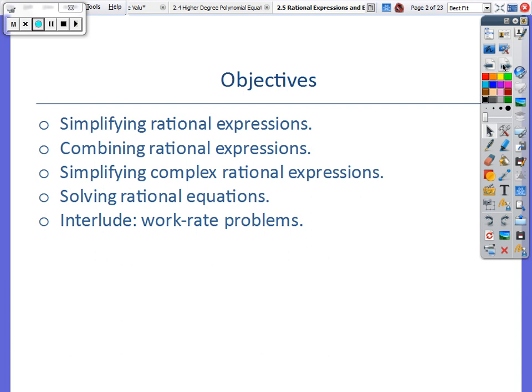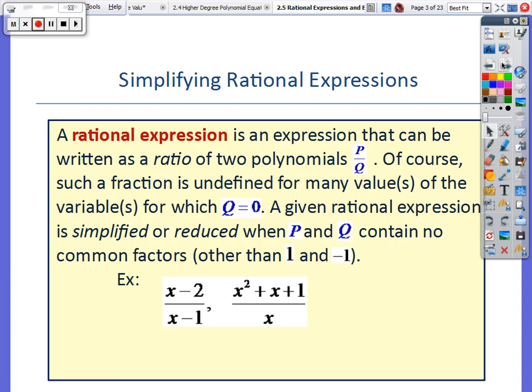Simplifying complex rational expressions. As soon as you see the word complex, you want to think more than one. So we're going to have more than one fraction involved, a little bit more complicated ones, and we'll take a look at those. And then eventually we'll take a look at solving rational equations and actually finding some solutions. A nice interlude is to work rate problems. You'll have a few of those where you can see an application of these rational equations and expressions.